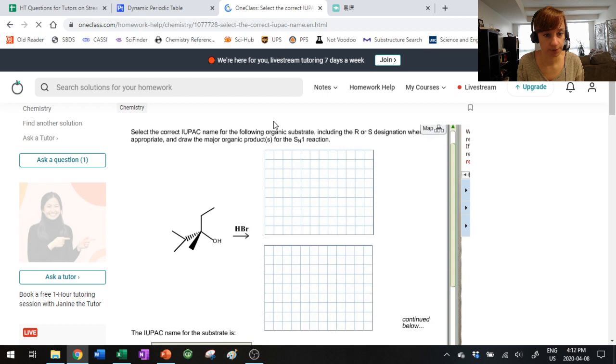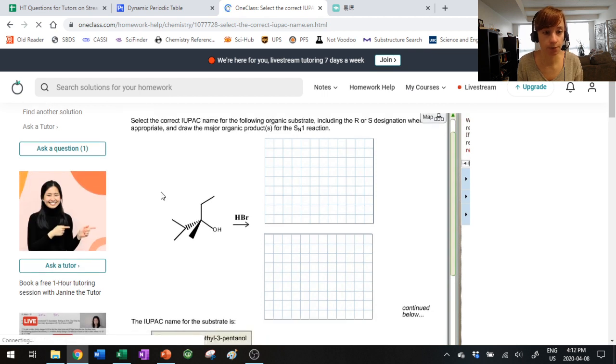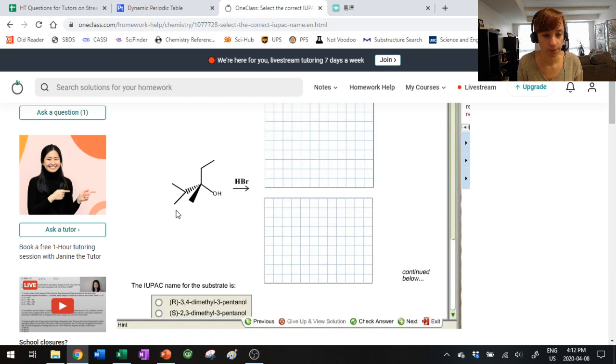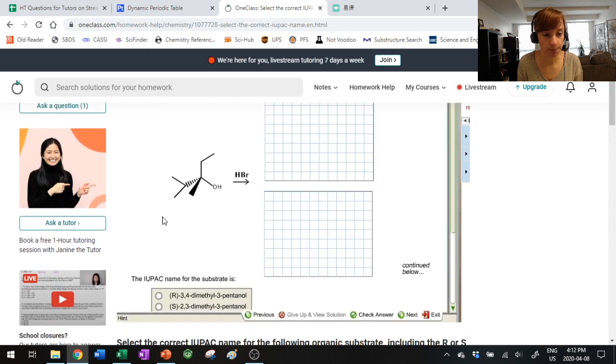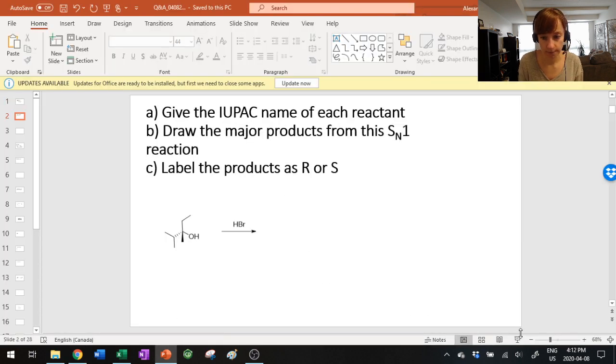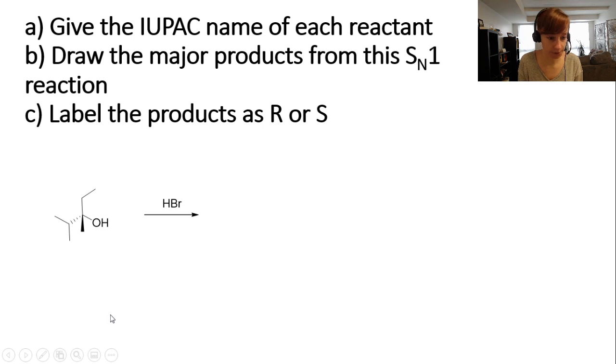Okay, so the question asks to select the correct IUPAC name for the following organic substrate, including the R or S designation when appropriate, and draw the major organic products for the SN1 reaction. And it gave you 2 options for the IUPAC name. So we're going to go through this step by step because there are multiple parts of this question to consider.